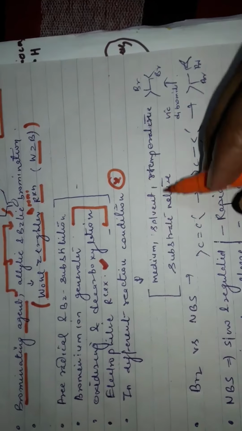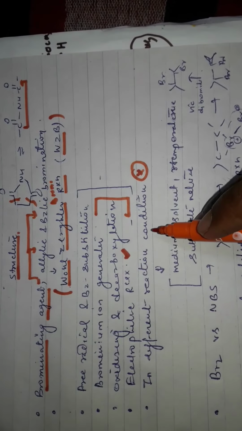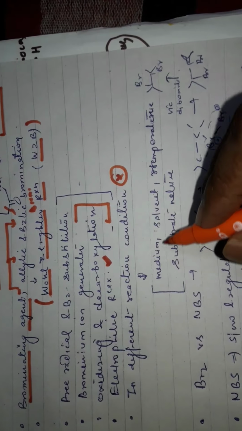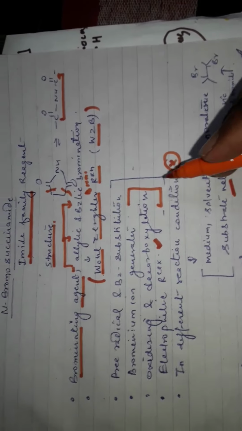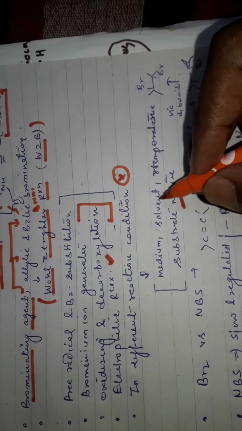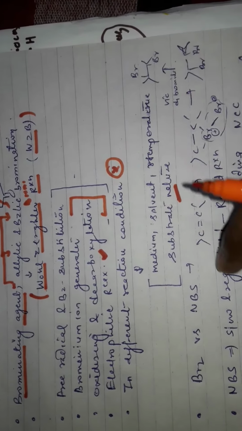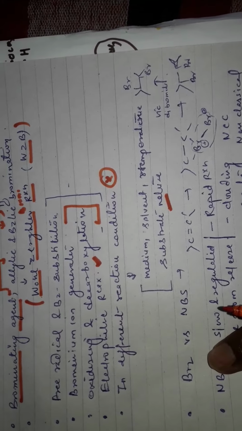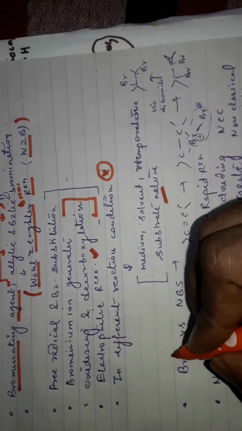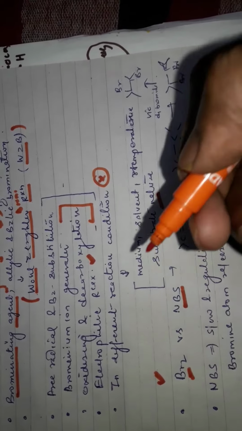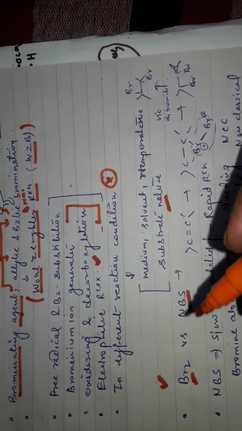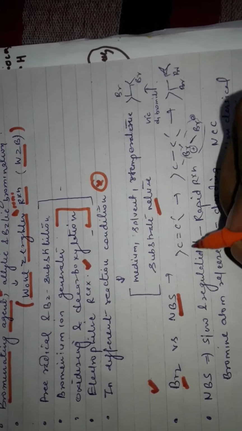The activity of NBS depends on the medium, solvent, temperature and substrate nature. According to the substrate nature, it will react with that substrate. Now one very important point: why do we use NBS, since bromine is available? Bromine is available, so why are we using NBS? It is the common question.